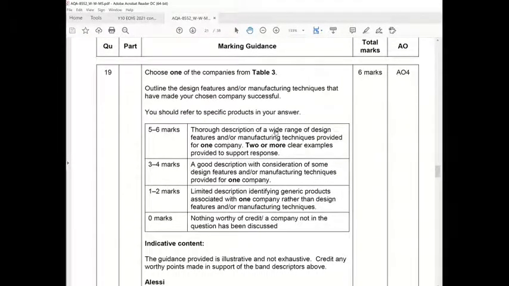Thorough description of a wide range of design features and or manufacturing techniques provided for one company. Two or more clear examples provided to support. Okay. So if you want the top marks, and that's the top 30% of that, isn't it? You've got to start knowing specific products.